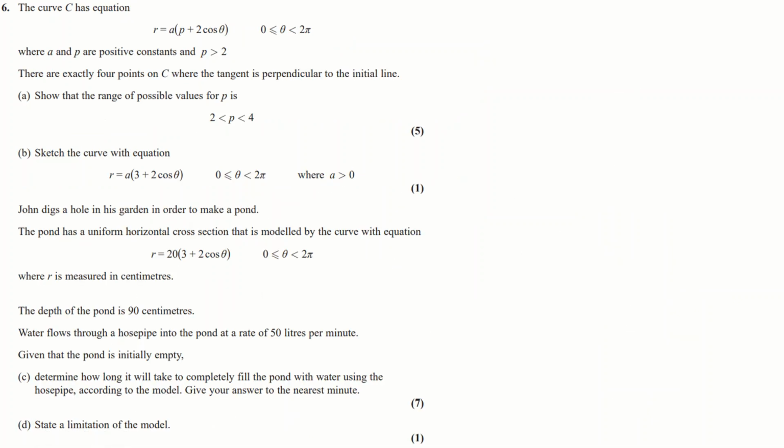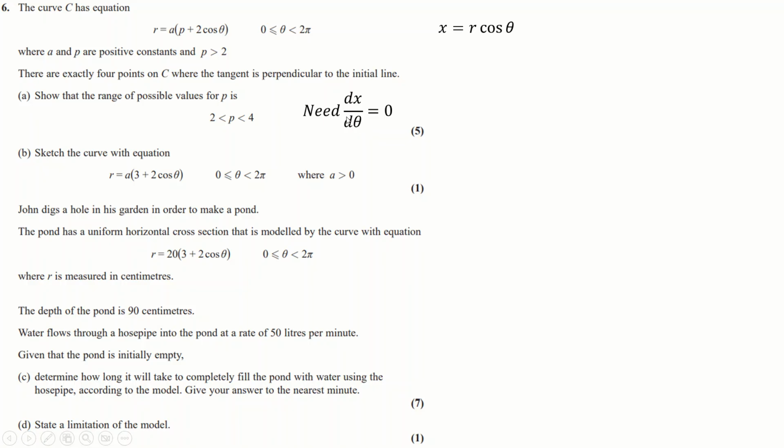Question number 6 then, all about polar coordinates, as we can see. We've got r is this, we've got exactly 4 points where the tangent is perpendicular to the initial line. Now, perpendicular to the initial line means dx by d theta is 0. So that's a result that you probably want to know. You can think it through though.